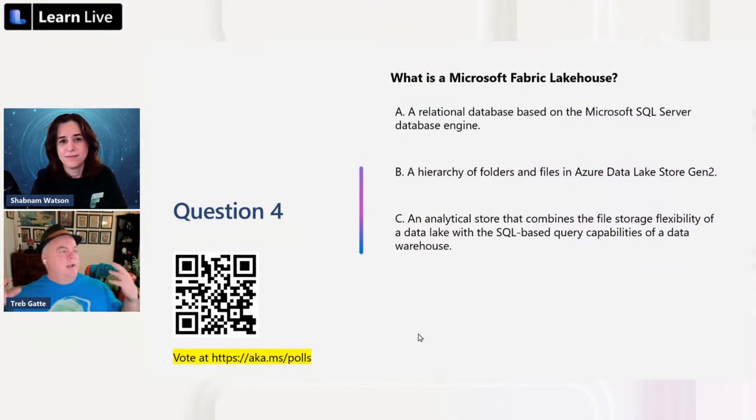There we go. So what is a Microsoft Fabric Lakehouse? We've been talking about it for the last, I don't know, 45 minutes. Is it A, a relational database based on the Microsoft SQL Server database engine? B, a hierarchy of folders and files in ADLS Gen 2, or Azure Data Lake Storage Gen 2, whichever you prefer? Or C, an analytics store that combines the file storage flexibility of a data lake with the SQL-based query capabilities of a data warehouse? So let's see how you're answering.